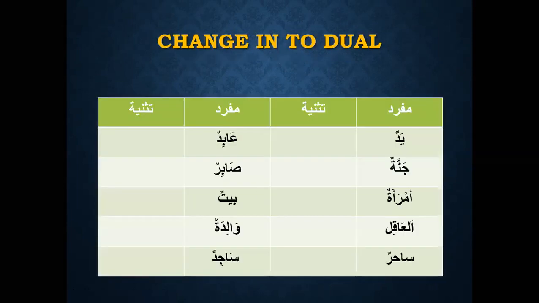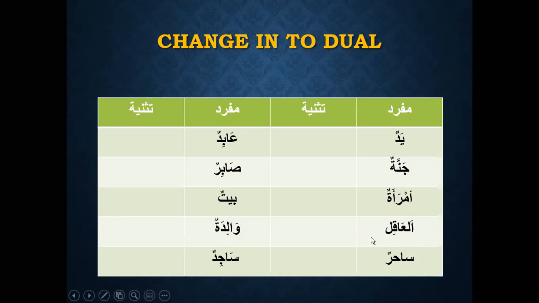Okay, let's just change these into dual. Yadun, tathniya would be yadani. Jannah, jannatun, paradise. Yadun means hand. So jannatani, just add ani at the end. Jannatani, noon with kasra at the end. Imra'atun means woman, a woman. Imra'atani, two women. Jannah means garden, paradise. Two gardens, two paradises.